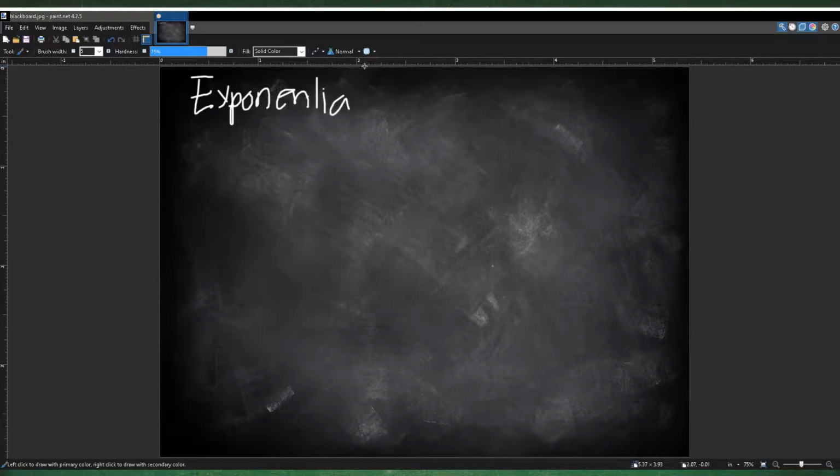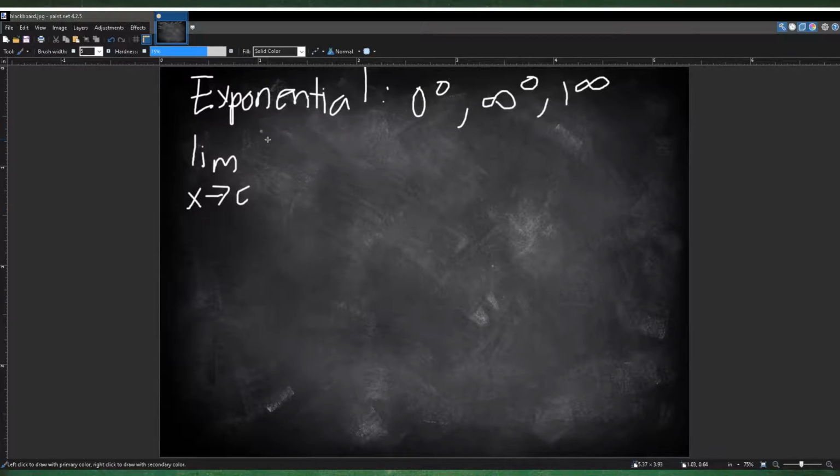Okay. So the exponential forms are 0 to the power of 0, infinity to the power of 0, and 1 to the power of infinity. The three cases. The general idea is that if you have the limit as x approaches some number, we'll call it c, of f of x to the power of g of x, right? You have these two functions.